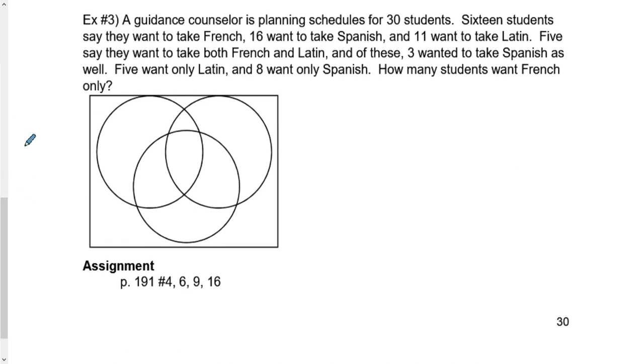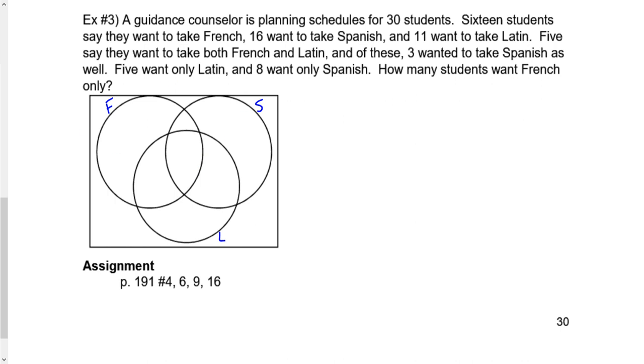Our guidance counselor is planning schedule for 30 students. 16 students say they want to take French, 16 want to take Spanish, 11 want to take Latin. So those are our options. We have French, Spanish, and Latin. 5 say they want to take French and Latin. And of these, 3 want to take Spanish as well. 5 want only Latin, 8 want only Spanish. How many students want French only?